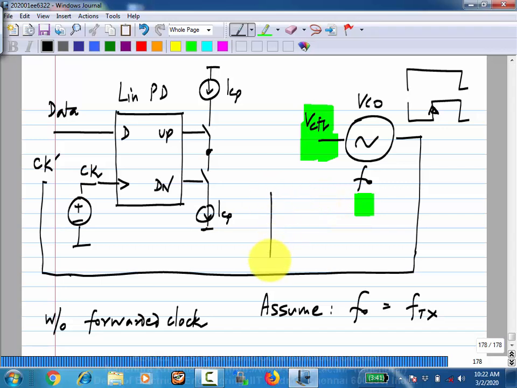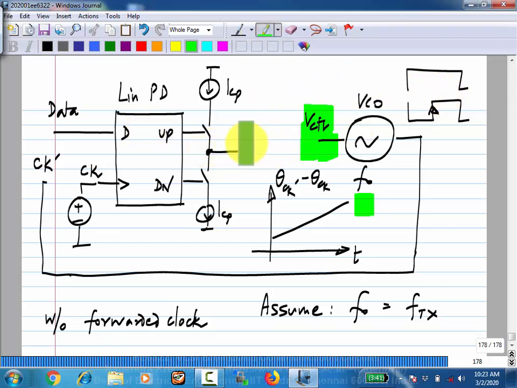So again, lots of ways to derive this, but I am choosing this one. Do it from the analogy. I want theta ck prime minus theta ck to increase with time once I introduce the phase step. Okay. So then the question is, how do I close this loop?